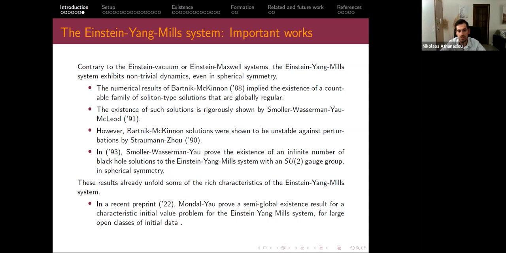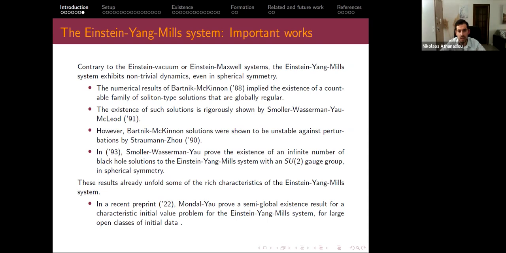Puskar, Mondal, and Shing-Tung prove a semi-global existence result for a characteristic initial value problem for the Einstein-Yang-Mills system for large open classes of initial data. And the data are also allowed to be large. So it's a very good result, great result.